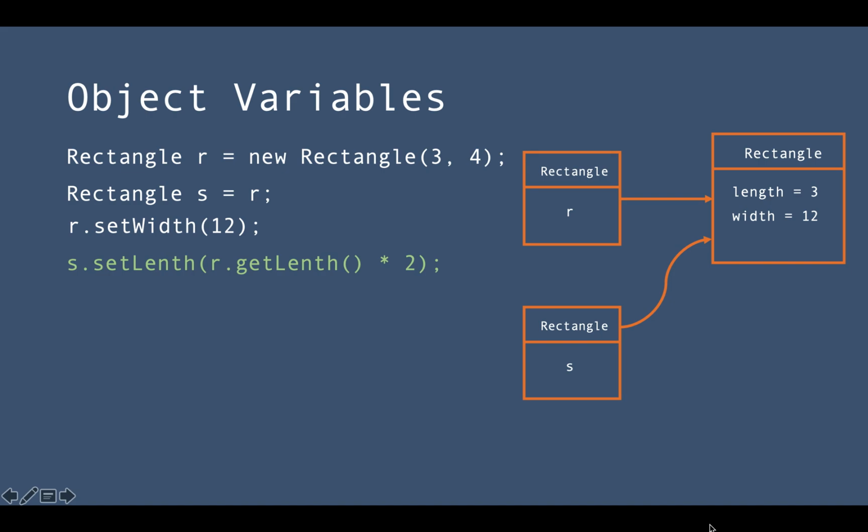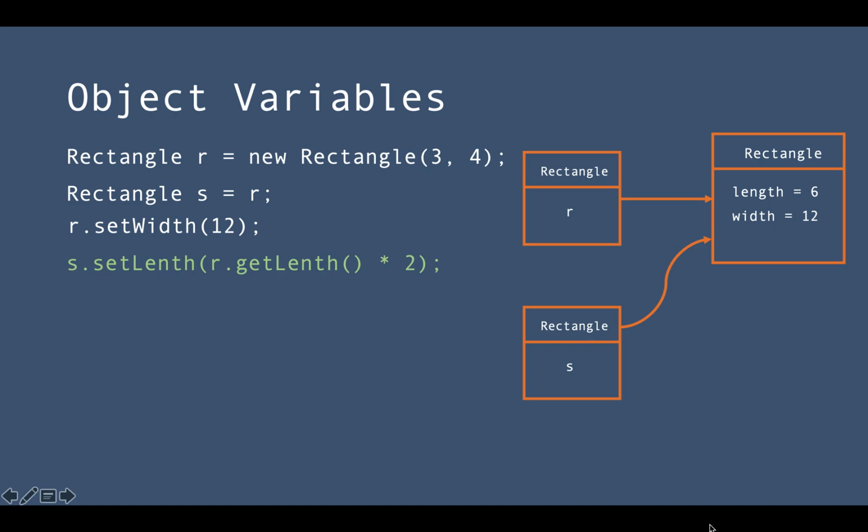So if I was to say R.getLength, what value would that return? I think, again, we can tell pretty easily from the picture that that is going to return 3, because the length of the rectangle that R is referring to is 3. We'll then multiply that by 2 to, of course, get 6. And then we'll pass 6 to the setLength modifier. Okay, and what does that end up giving us? Well, you can see that the rectangle that both R and S are referring to would now have a length of 6.